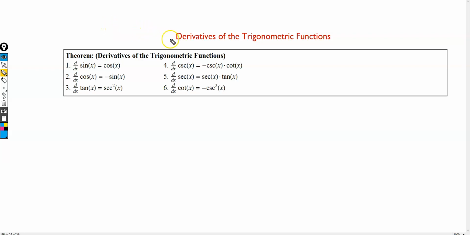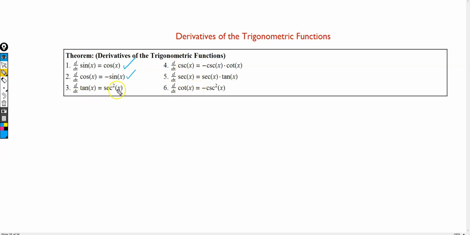Having proven the quotient rule, we're now in a position to look at the derivatives of the remaining 4 trigonometric functions. Now here we have a table listing the derivatives of all of our trig functions. We already looked at the derivative of sine equaling cosine, so we've already done that one, and the derivative of cosine is negative sine. Now the other 4 trig functions are as follows.